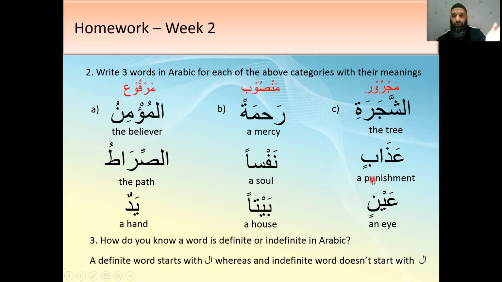And then you've got the ending as well. The ending of a definite word is only single, and the ending of an indefinite word is double. But the main thing to remember is al means the, and that's the definite one. Without al, it's indefinite.